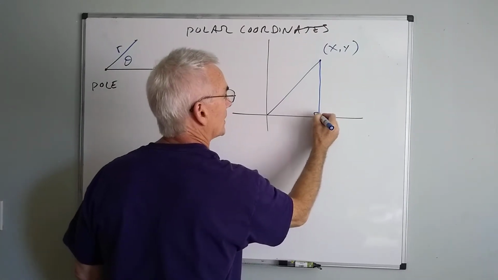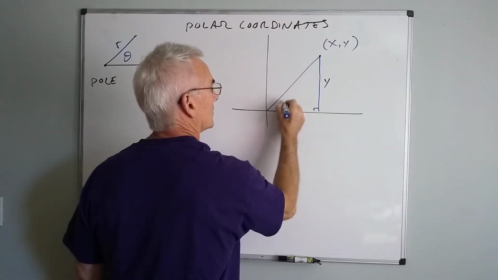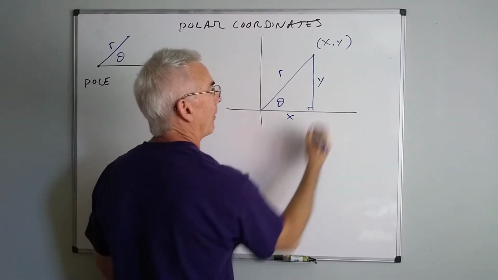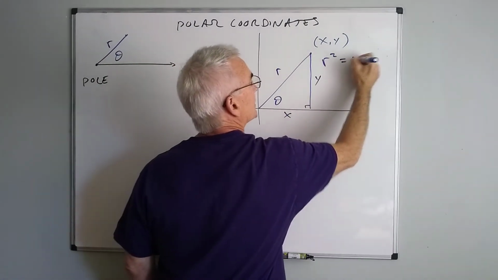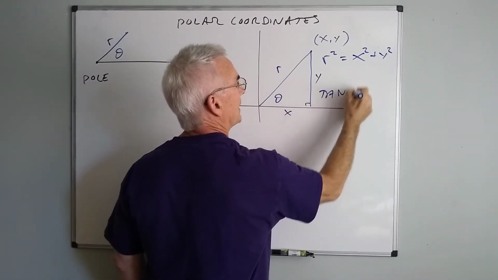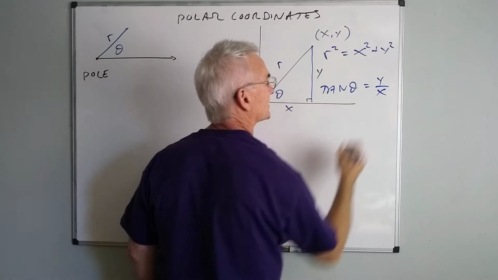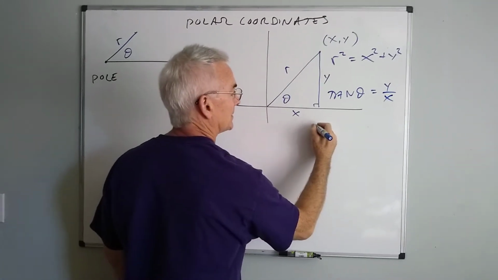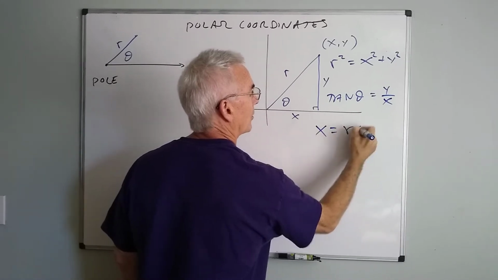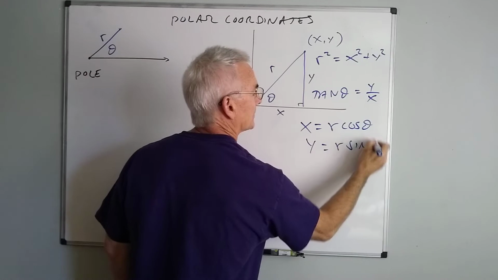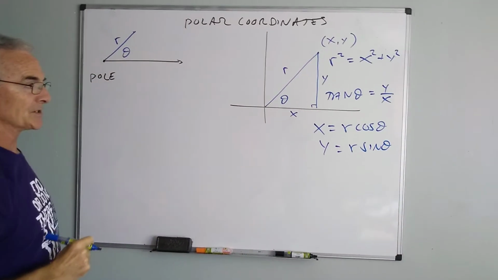We have a right triangle here, such that if that's r, then r squared equals x squared plus y squared, and the tangent of theta equals y over x. Further, our SOHCAHTOA relationship here tells us that x equals r times the cosine of theta, and y equals r times the sine of theta, which you probably remember from previous courses.